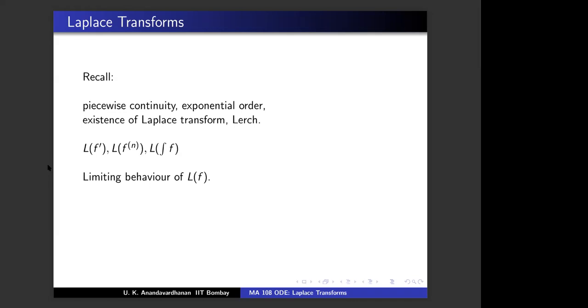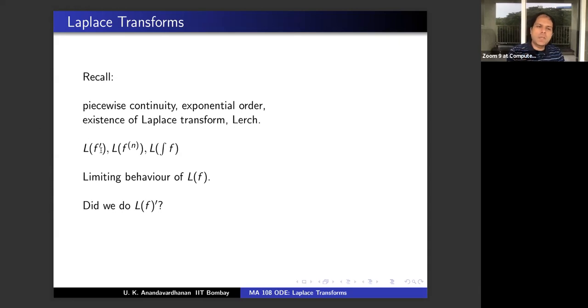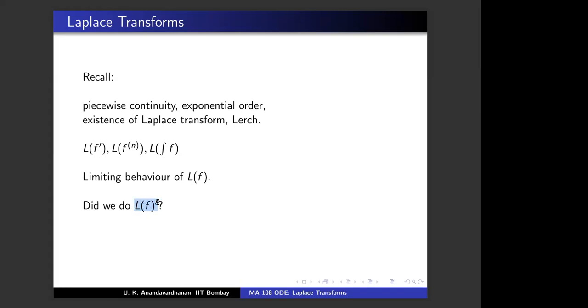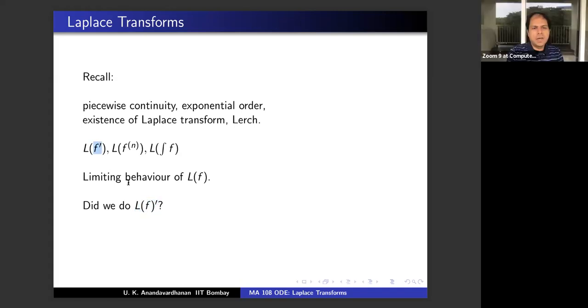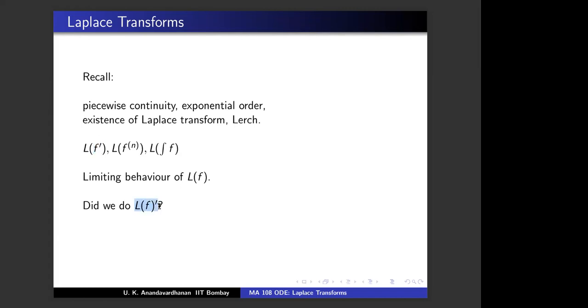Okay. And then did we do L of f prime? Here the prime was inside the bracket. That means the prime is with respect to t, and L of f prime is a function of s. Now I'm doing the derivative of L of f. f is a function of t, and L of f is a function of s. And what does prime mean? Here prime means d by ds. There, prime meant d by dt. Did we do this? Yes, sir.